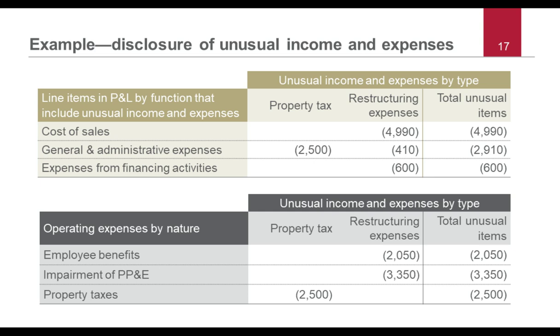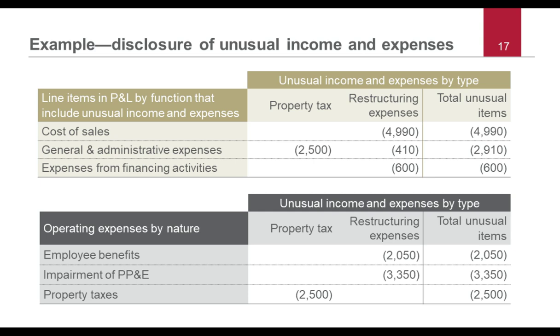Now, in the illustrative examples that accompany the exposure draft, there is an example where we've combined unusual items and management performance measures in a single note. But does that mean that the board expects that many companies would adjust for unusual items when they calculate their management performance measures, or that these two disclosures should be combined whenever possible?